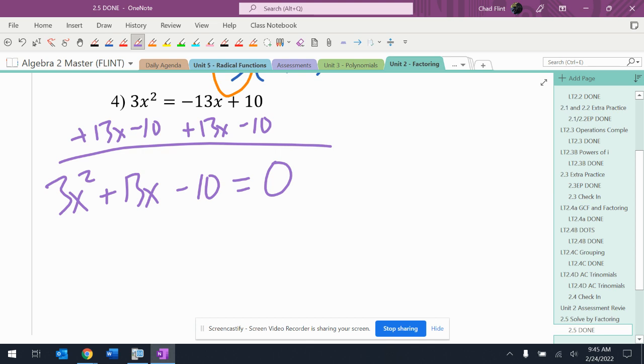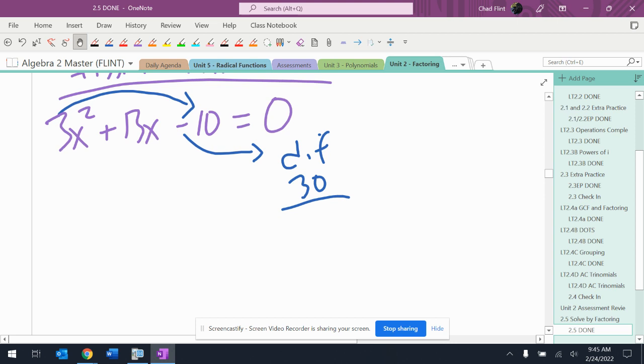All right, so there it is factored. There it is moved equal to 0. Now, unfortunately, that 3 is not going anyplace, which means this is an AC grouping problem. So I'm going to have to find two numbers with different signs that multiply to 30. And this is the one where I have to go through all of the steps carefully. All right, so different signs, they have to multiply to 30 and add to 13.